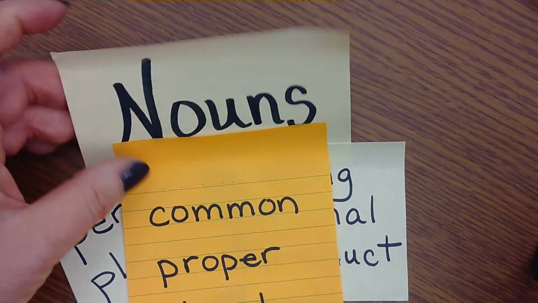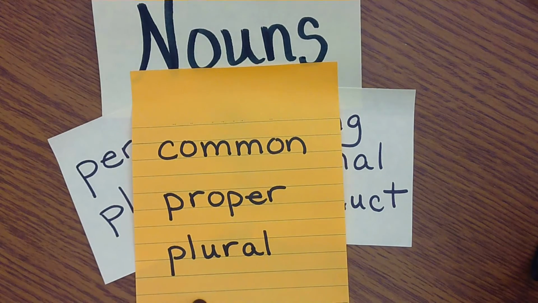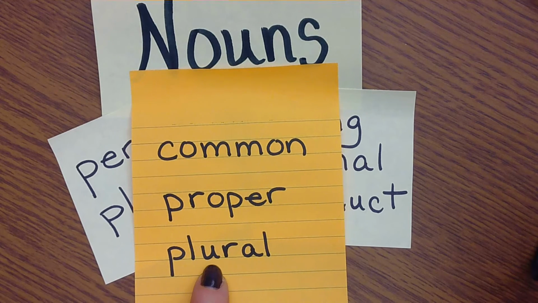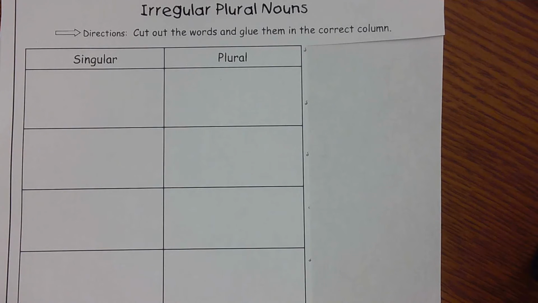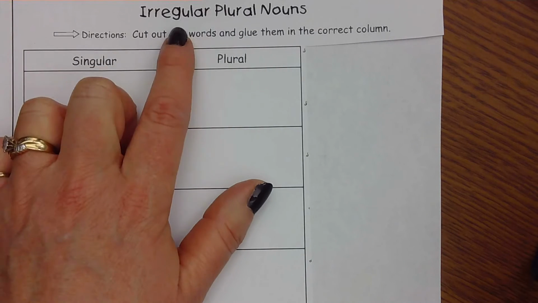Then we moved on to plural nouns. And a plural noun is a noun that shows more than one. And we worked on that in foundations, where we added an S or an ES to show more than one. So today we're going to focus on plural nouns, but we're going to learn another skill to show how a word can mean more than one. So today we're going to talk about irregular plural nouns.